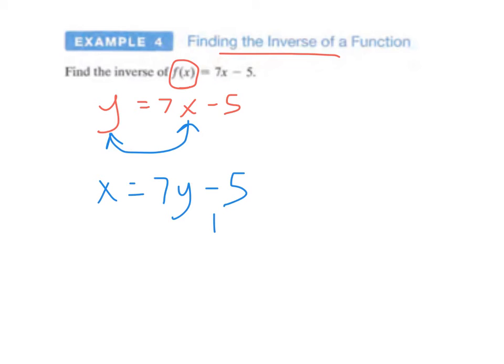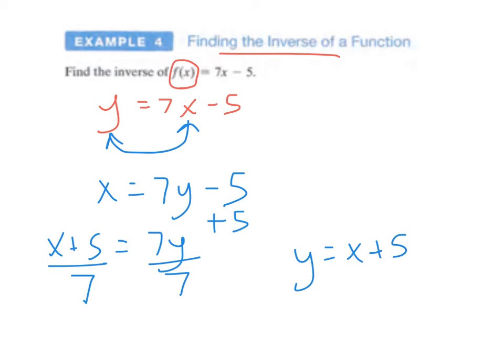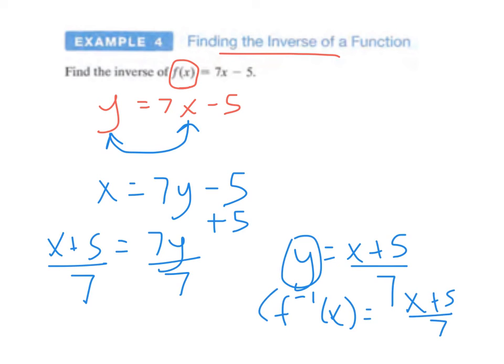So to do that, I'm going to add 5. So when I add 5, I get x plus 5 equals 7y. And then I divide by 7. So I divide this whole thing by 7. And so we get a function x plus 5 over 7. And so this is often called, and we'll replace this with what's called f of -1, meaning inverse, equals this x plus 5 over 7. So that's how we write it. So we just replace the x and the y, and we get the inverse function.